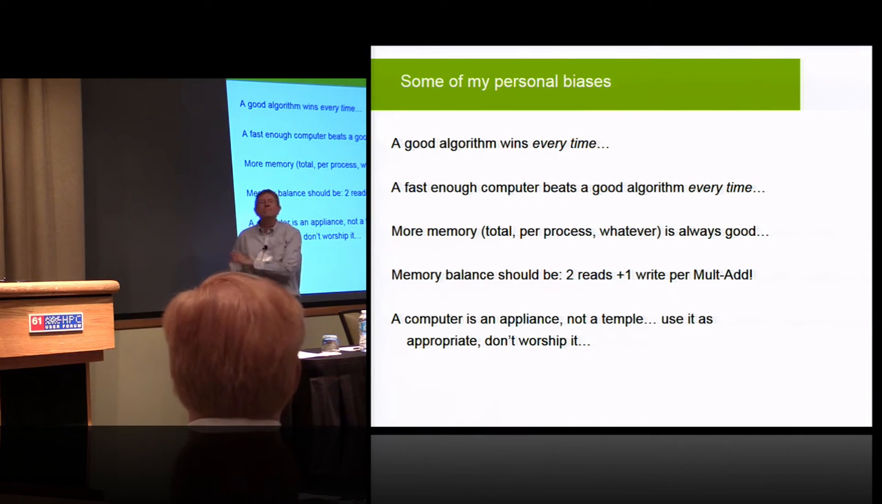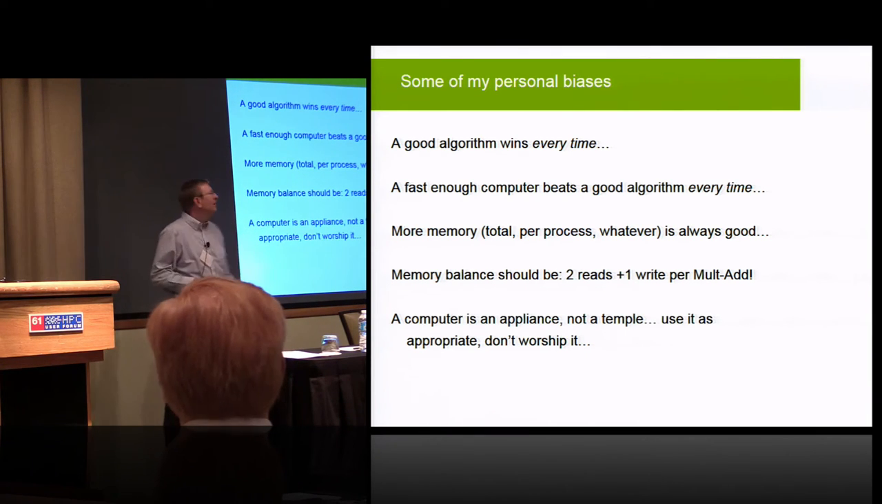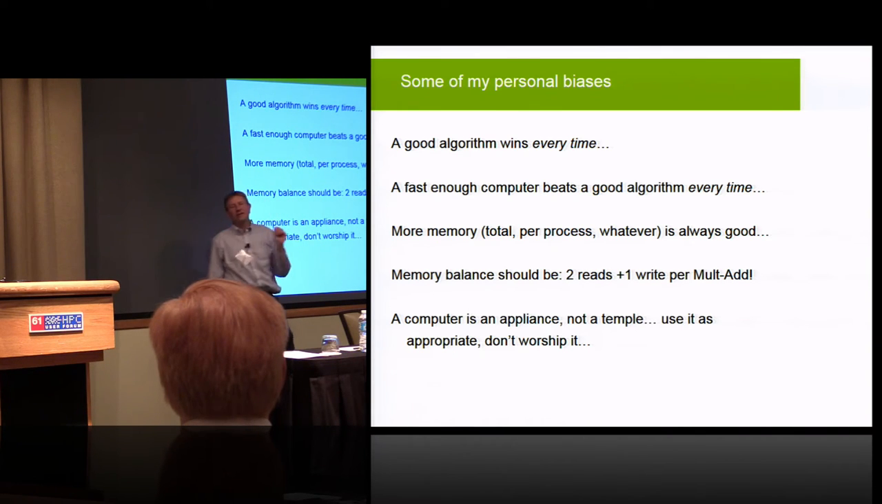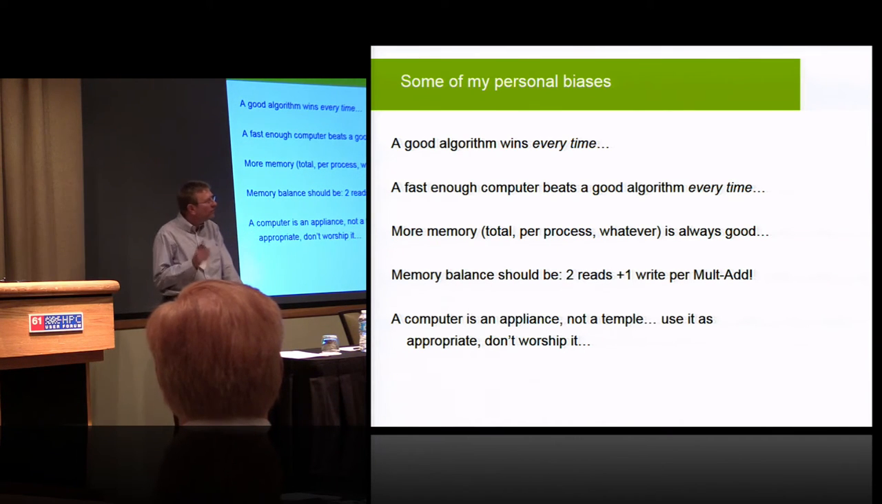More memory is always good, right? It's just always good, right? I mean, I don't care, per process, total, across the machine, distributed, whichever way you can give it to me, I want it. I love the Cray 2. That was my second favorite machine. Because remember what it could do. It could read two words from memory, do a multiply, an add, and write one back in one clock. Right? That's what a Cray 2 could do. That's why it was a damn nice machine. It was a damn expensive machine. It was a damn nice machine.